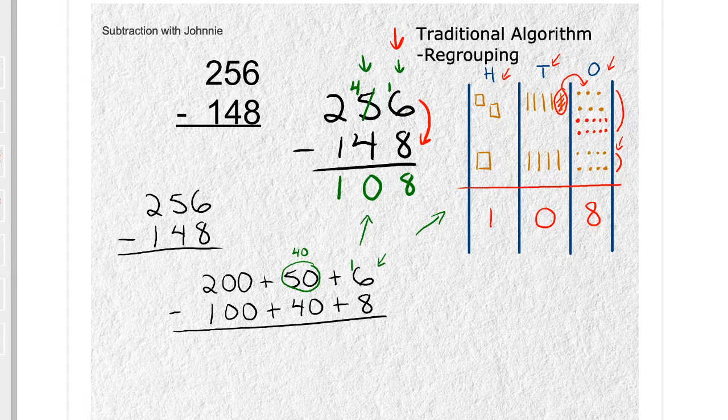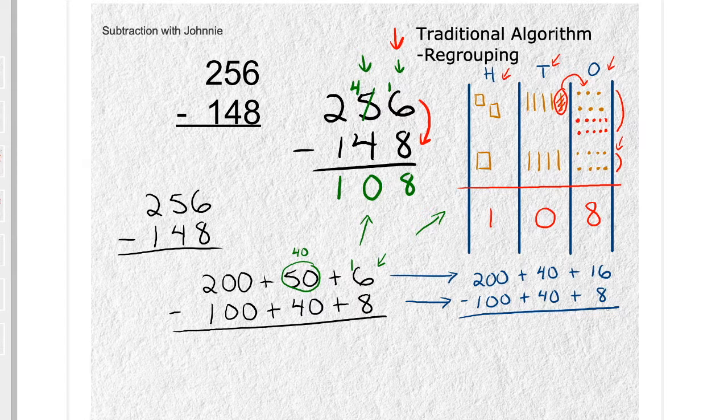200 plus 40 plus 6 looks like 200 plus 40 plus 16 now. So this becomes this. And our 100 plus 40 plus 8 becomes the same as well. What's nice about this is that you can see in these columns on the base 10 mat, they're the same thing. You can see how the regrouping worked. So originally we had 200 plus 50 plus 6. Now we've rewritten it using the distributive property as 200 plus 40 plus 16.